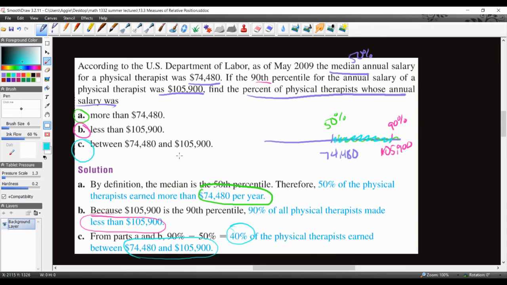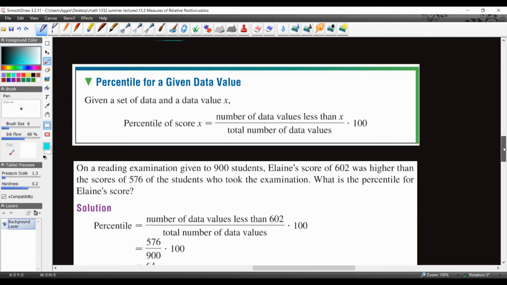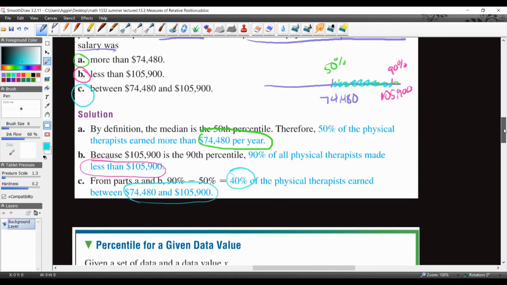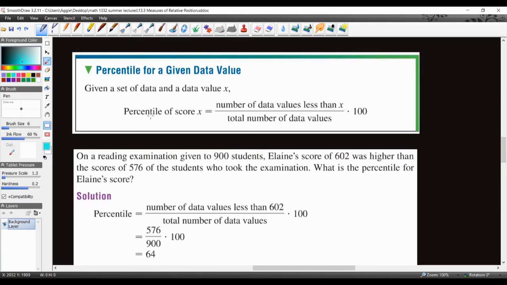Nothing too crazy about this one, just being able to take these numbers and put them into percent where the percentile is. And I think, oh no, we still have one more. So how do we calculate that percentile? This is kind of observing the data, and here we have how to actually calculate. We are given the data and a data value x. The percentile of the score is equal to the number of data values less than x divided by the total number, and then times 100 because it's a percent.